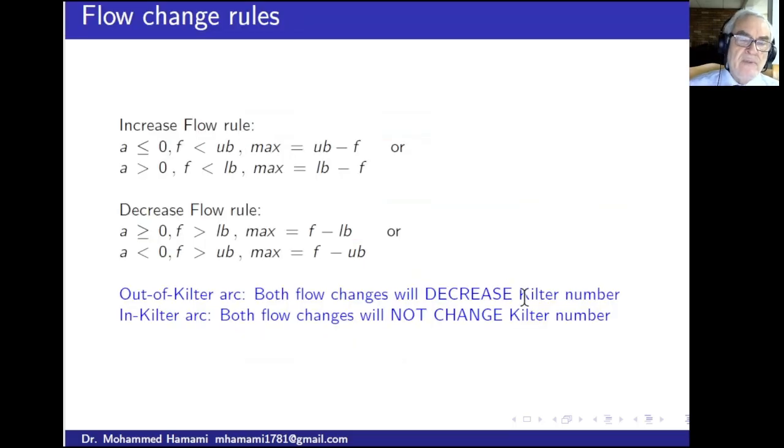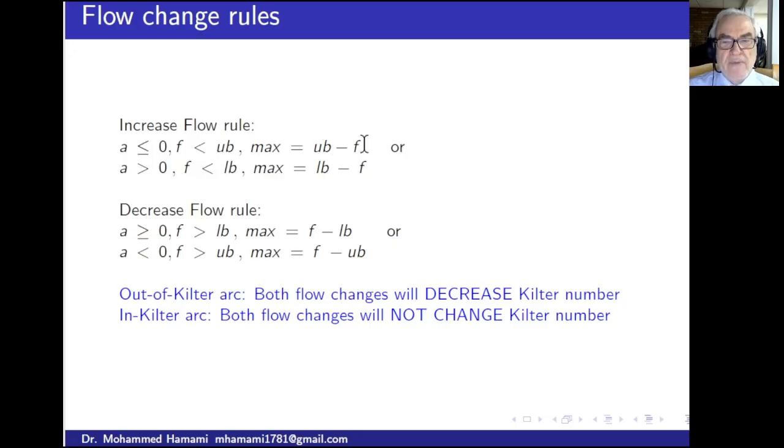So here we have some rules, right? We are in the middle of the algorithm, and we have some arcs that are out of kilter. That means that their Kilter number is not 0. And so the rule is, if A is less or equal to 0 and F is less than UB, then I can change the flow on that arc. I can increase the flow on that arc up to UB minus F, okay?